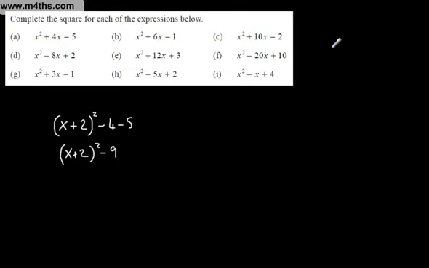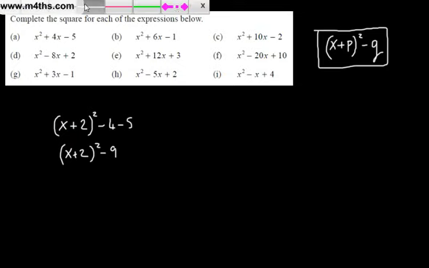Now this would be in the form of x plus p all squared minus q. The reason I haven't put the p, q and r in the form we looked at before is that the value outside here was the coefficient on the x squared term, and it being 1, we don't need to really concern ourselves with this. Now, what's the use of this? Let's look at this graphically.